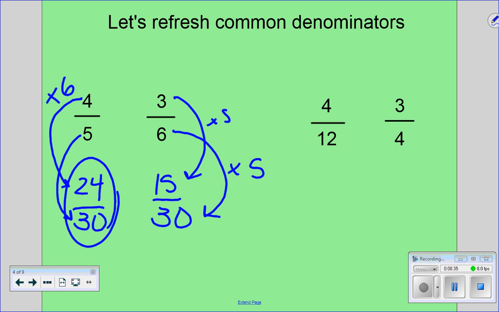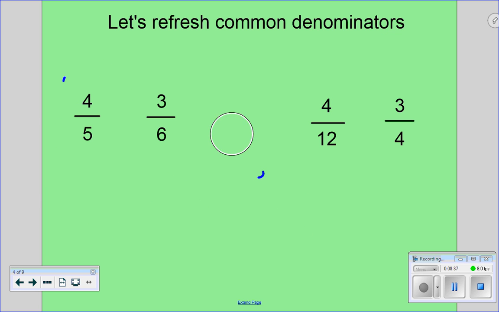Okay, so let's do this one over here. 12 and 4. What do you notice about these two? What could the common denominator be here? What could a common denominator be here, Maddie? I could keep it 12, because can 4 go into 12? Sure, I can do that. All right, so let's try that. So that means I'm going to keep this one.